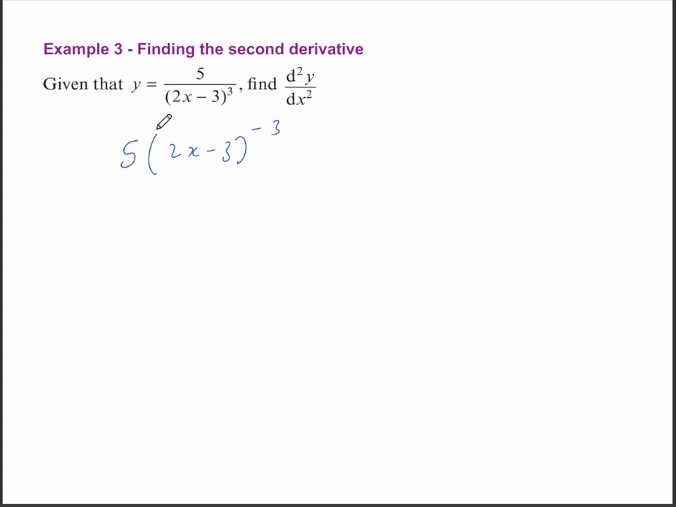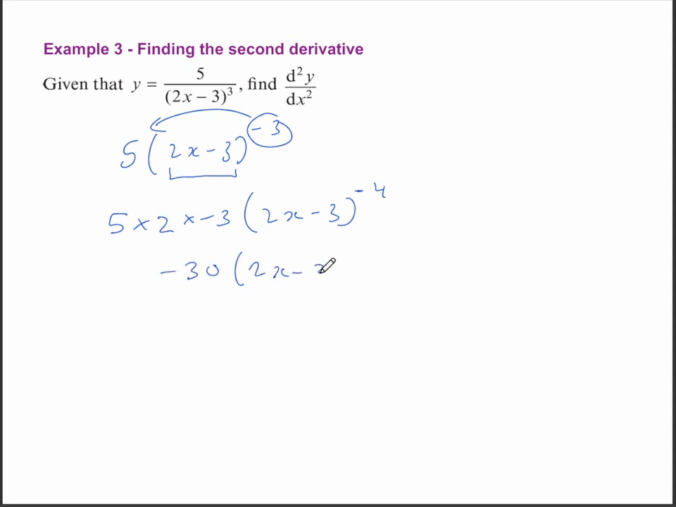And to find the first derivative of this, you take whatever's inside the bracket, take the derivative of that, multiply by the number outside. So 5 times the derivative of whatever's inside, which is just going to be 2. Then you multiply by the power as well, so times -3. Then you write the bracket as it is, 2x minus 3, then subtract 1 from the power, which will become -4. So this will end up becoming -30 (2x minus 3) power -4.